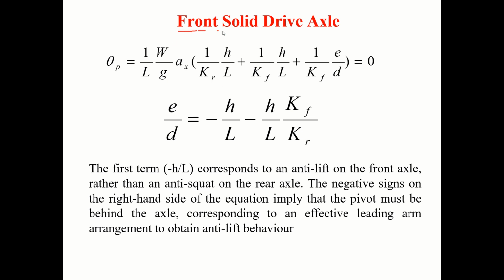So, front solid drive axle. So that E by D is written as minus. Here you are using a leading arm. So here, the first term corresponds to the anti-lift on the front axle rather than anti-squat on the rear axle. The negative sign on the right hand side of the equation implies that the pivot must be behind the axle, corresponding to an effective leading arm arrangement to obtain anti-lift behavior.